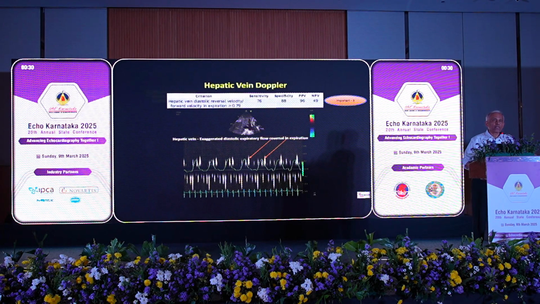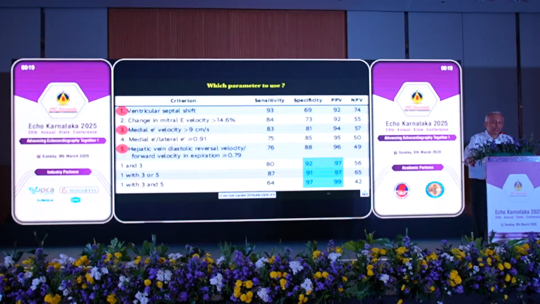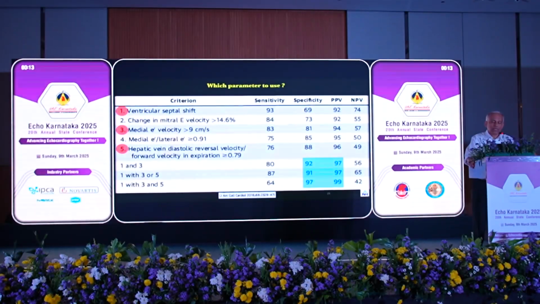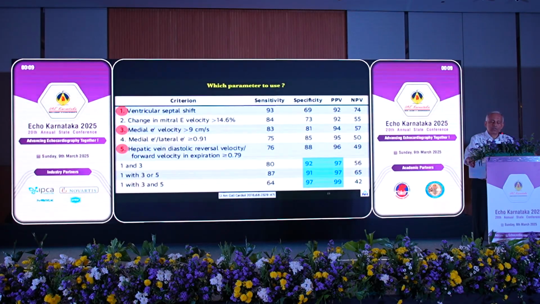So again, you might find some of them are not there, some of them are there. So you have this table which they have provided. This has come from the Mayo Clinic, and to a large extent fairly accurate, where you have the sensitivity, specificity of each one of them, and then you have this combination. So some of them have very high sensitivity, as you can see in the septal shift and the medial E prime velocity. But when it comes to the hepatic vein, it has got a very high specificity. And when you combine, you further increase it. So these provide you with which would be helpful.